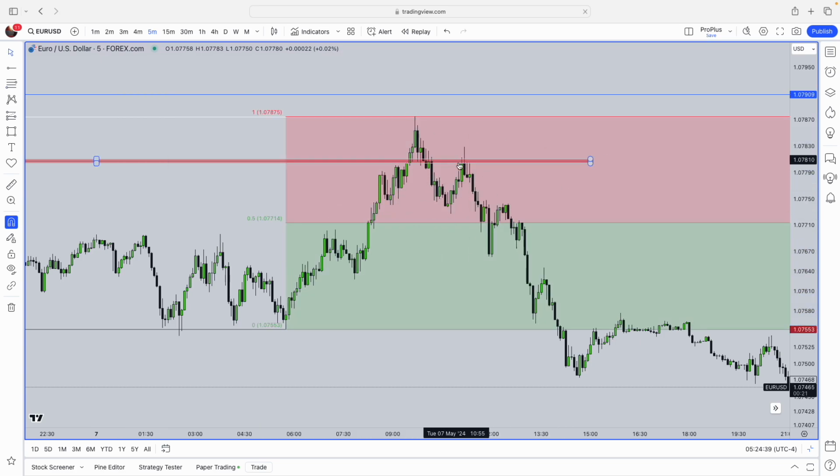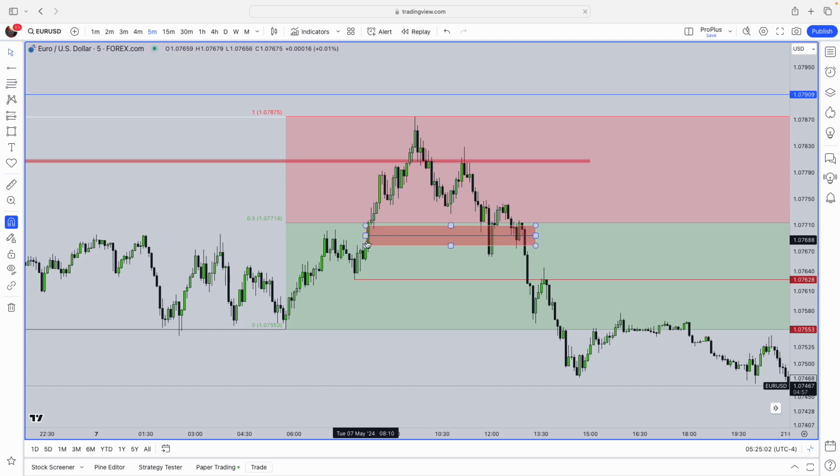You want to always make sure that you're selling in the premium, so the bearish order block has to be in the premium, and then we're just going to sell back into the discount. So that could be a nice target here, this low, because it's in a discount, and also this here.